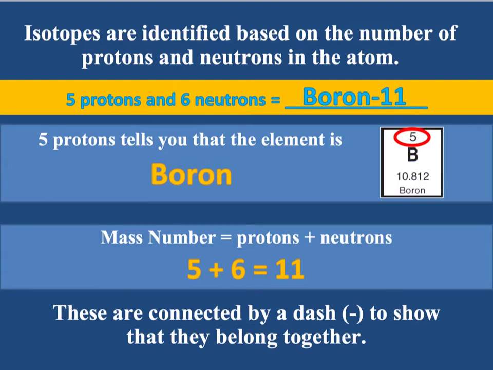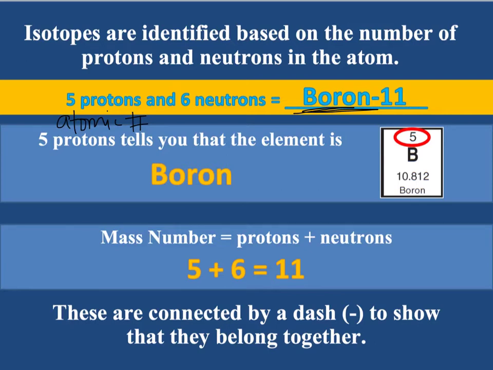So on quizzes and stuff, I might tell you this element has 5 protons and 6 neutrons. Well, this 5 represents your atomic number. And that is on the periodic table. So you take out your periodic table, you look for the element that has the number 5, and that will tell you the name of the element. So when I look at 5, I know I'm looking at boron.